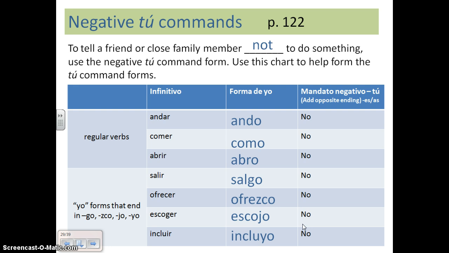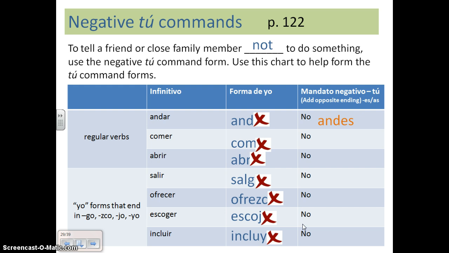Now I'm going to chop off my O. For all of these forms, I'm going to chop off that O. When I chop off that O, now I'm going to add the opposite ending to get my negative tú form. So normally for tú I would say andas with an A. However, since it's an AR verb, I'm going to use the opposite ending and get es, no andes.